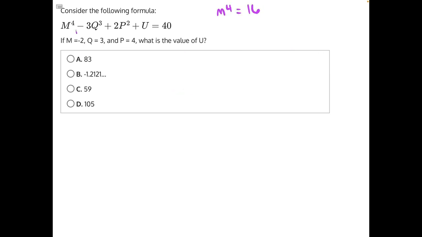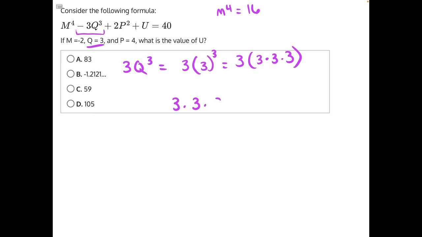Now let's take a look at 3q to the 3rd. Q is equal to 3, so this is 3 times 3 to the 3rd power, or 3 times 3 multiplied to itself 3 times. And this really becomes 3 to the 4th power, right? We have 3 times itself 4 times. 1, 2, 3, 4. So now we'll do 3 times 3 is 9, 3 times 3 is 9, and then 9 times 9 will give us 81. So 3q to the 3rd is equal to 81.